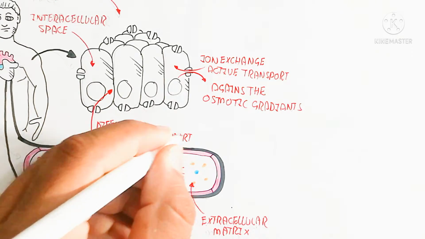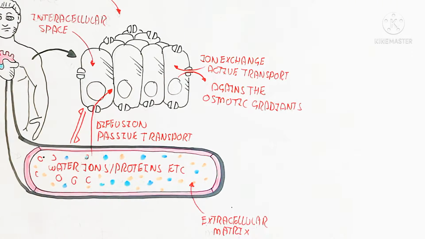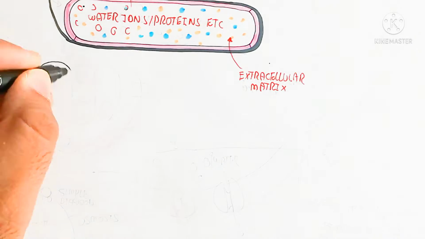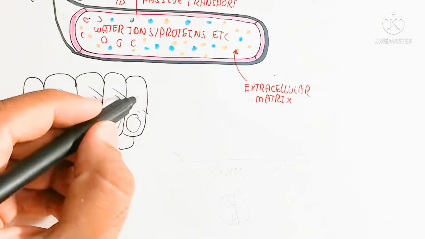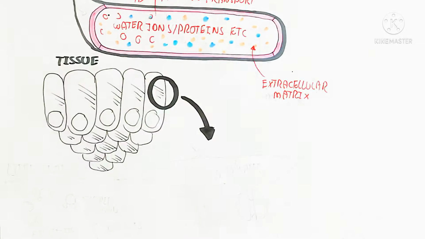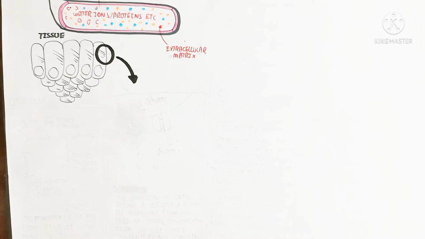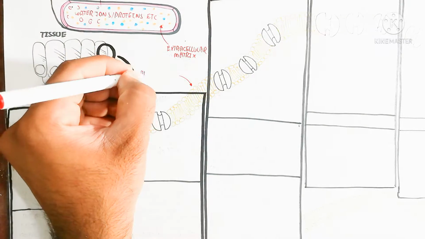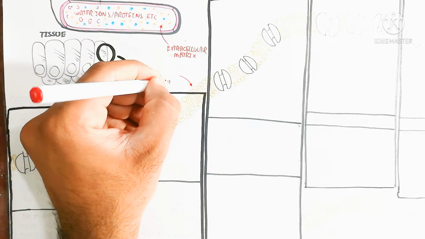But this is the exchange. For example, sodium will move out while the potassium will move in. That is known as the exchange, and this exchange requires energy, which is known as active transport, while passive transport is known as diffusion. Remember, diffusion is a passive transport type, basically ion exchange not against the osmotic gradient.